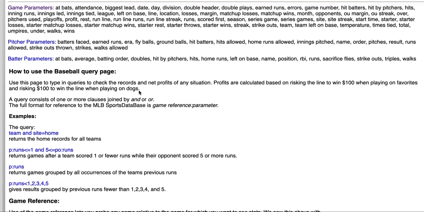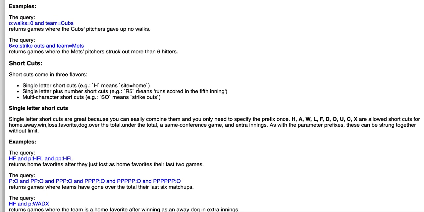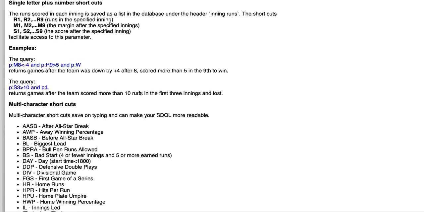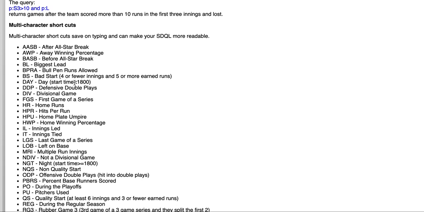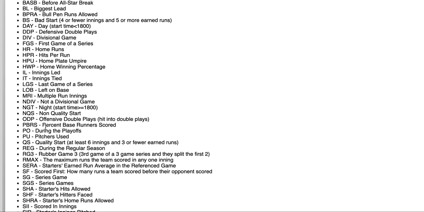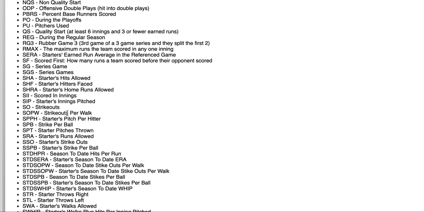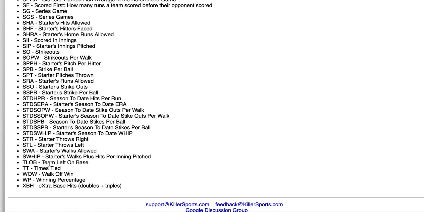Now, if you want to see what parameters you can use, here are some game references, shortcuts. And here are the multi-character shortcuts you can use in baseball. After the All-Star break, away winning percentage, before the All-Star break, biggest lead, home plate umpire, playoffs, percent base runner score, double plays, night game, divisional games, strikeouts per walk, starters ERA, left on base. Lots of stuff. Get to work.